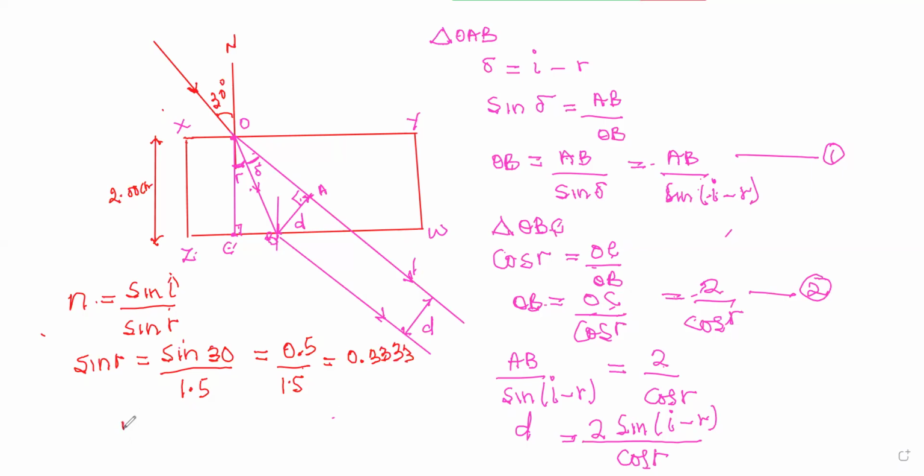Therefore, R would be equal to the sine inverse of what we had, 0.3333. And I guess this gave us 19 point something. 19 point, is it 5? 47. Okay, 19.47. Yeah.